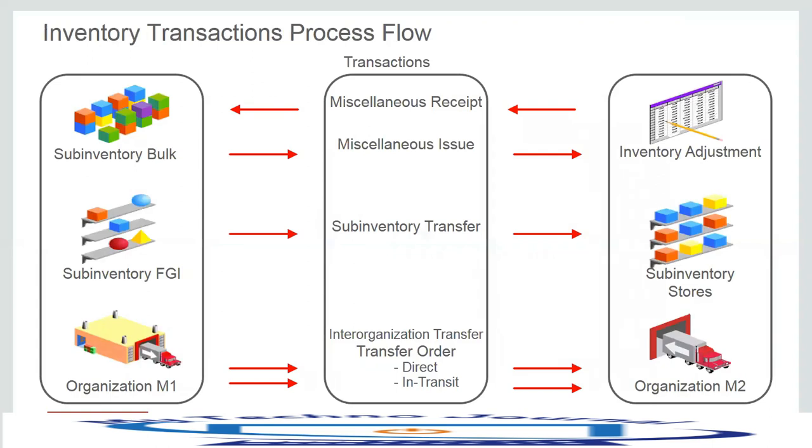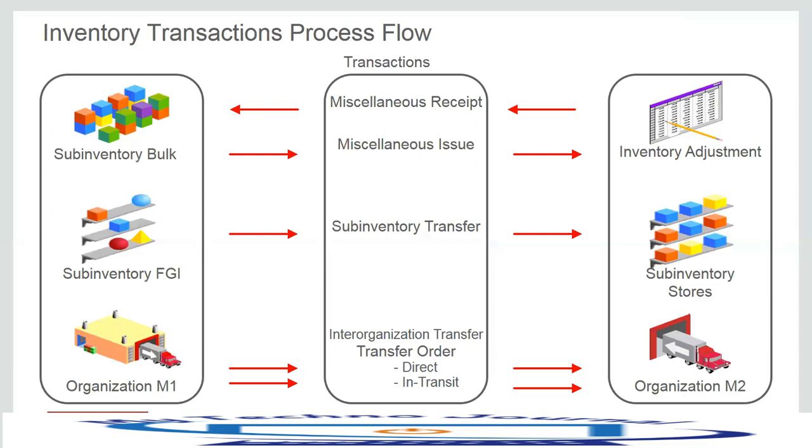This particular diagram, we have already seen before in one of the previous lessons. It depicts how we can perform the various inventory transactions. As you could see, the first one is receiving the material into the sub-inventory bulk, that is, using a miscellaneous receipt. It could be because of an inventory adjustment, or you are issuing a material from a sub-inventory bulk because of an inventory adjustment.